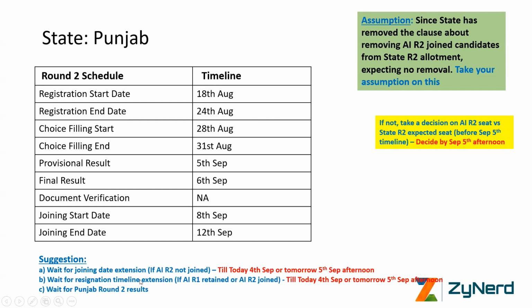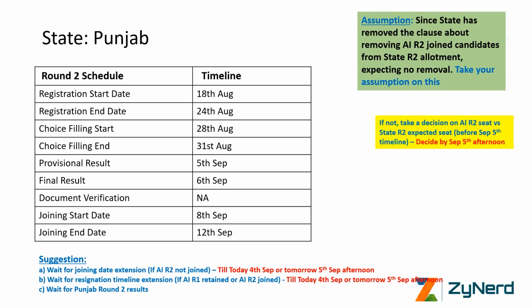Let us say you don't have an extension of resignation, you don't have an extension of joining, and you don't have the Punjab results by 5th afternoon. There is a decision that you have to take. Now itself, you take that decision: in that scenario where nothing is going to happen, whether you are going to go with your All India round 2 seat and join it and keep it with you, or not join it at all, or resign it and have your state round 2 seat.